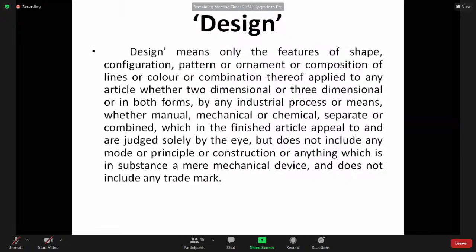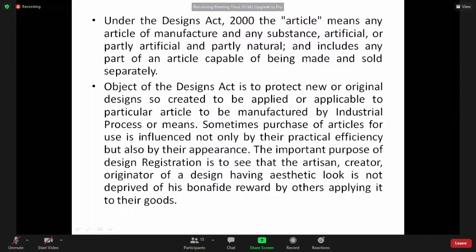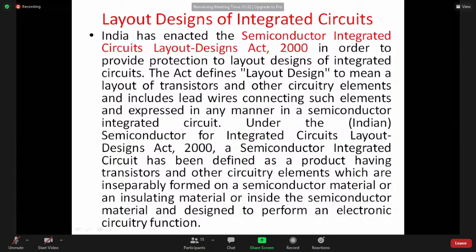Then we have design; designs can also be registered. So it is important for you people. Design means only the features of shape, configuration, pattern, and ornament, or the composition of lines or color combination thereof applied. So whatever design you have prepared can be registered. Last but not least, I am taking the layout designs for integrated circuits.